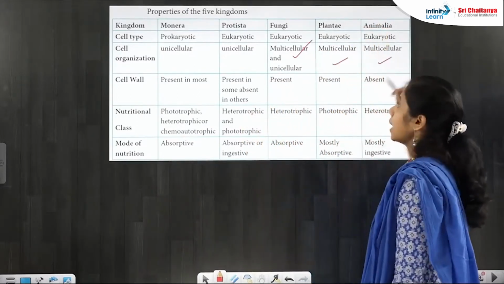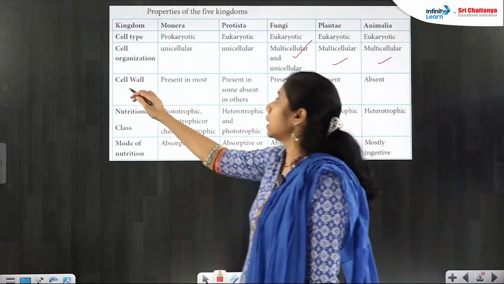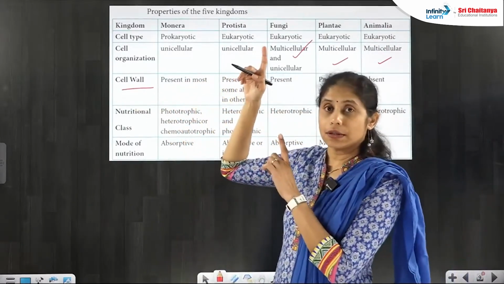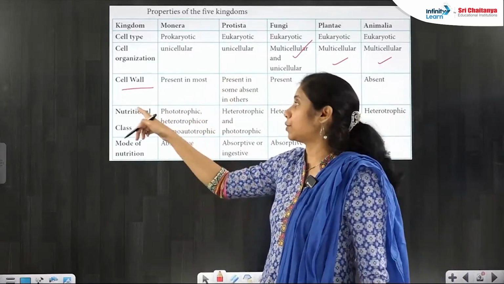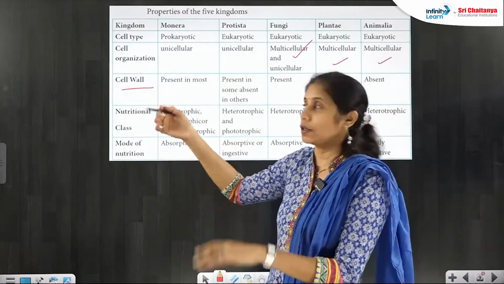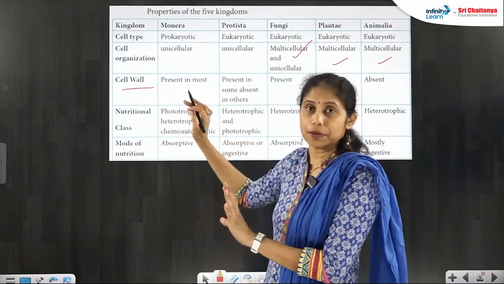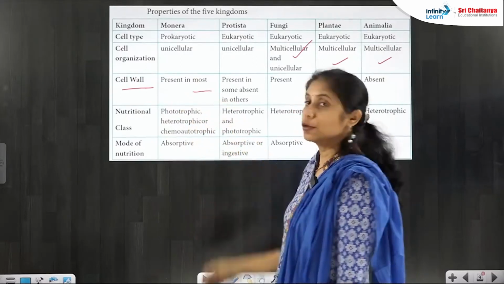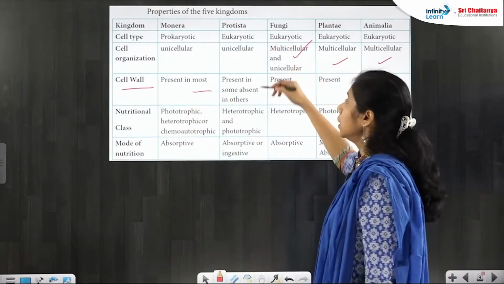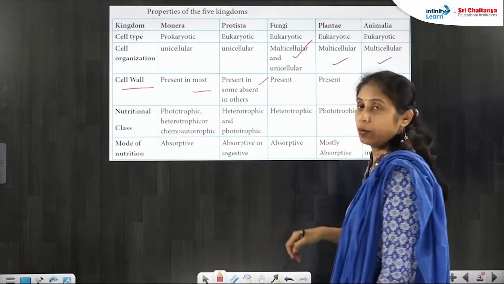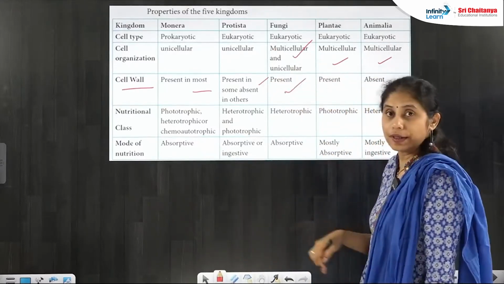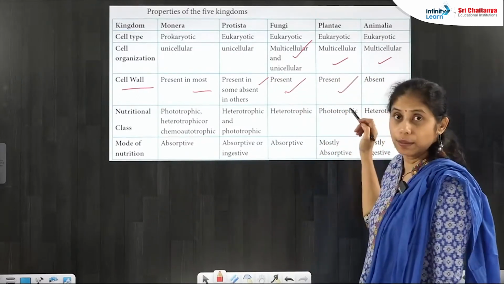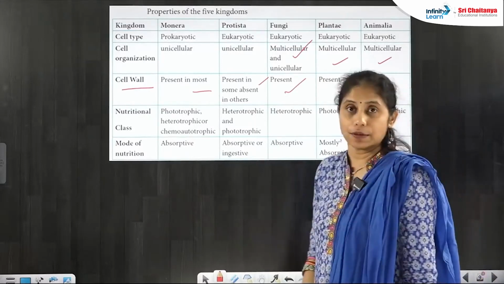Plants multicellular, animals multicellular. Cell wall, because the first two kingdom classification was based on the cell wall, whether it is present or absent. So, he included that point also. Cell wall is present in most of these Monerans. In Protistans, some will have the cell wall. In fungi, cell wall is present. In plantae, cell wall is present. But in animals, cell wall is absent.